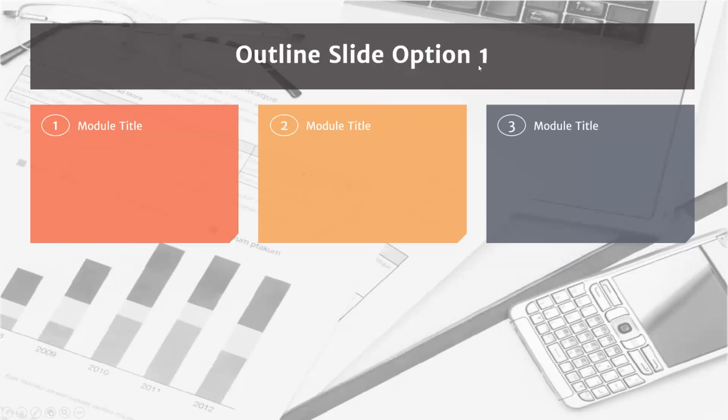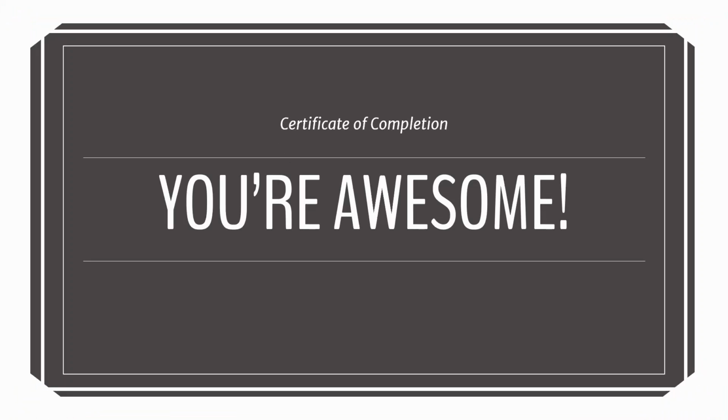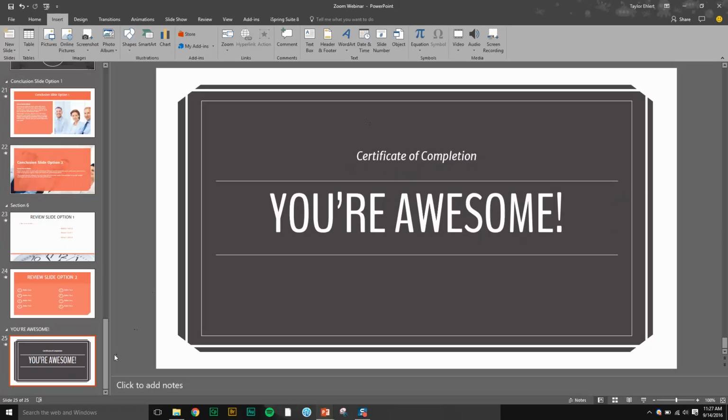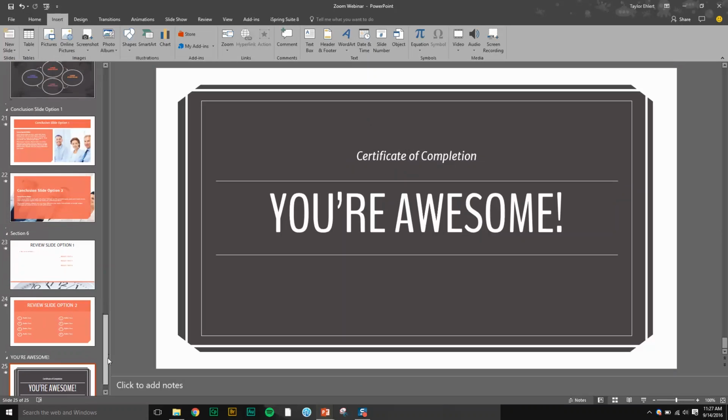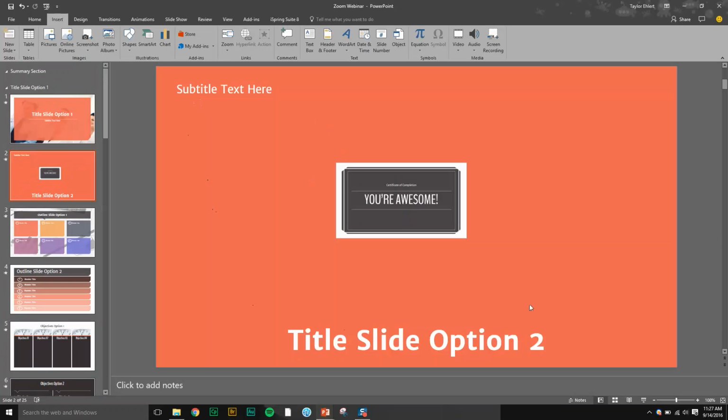So again, when we click outside, it doesn't go to that hotspot. But if we go back and click on that, it'll zoom in and show us that slide. And then I click next. And because it was the last slide in the presentation, it ended the presentation. It didn't take us back to this title slide option 2. So that is slide zoom.